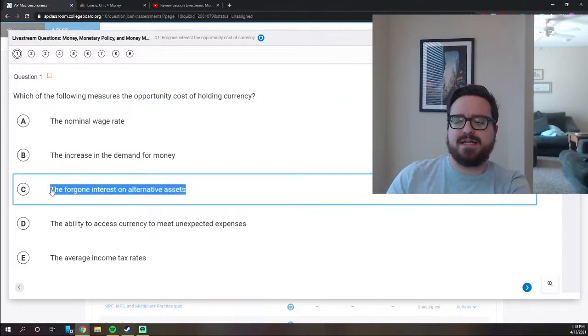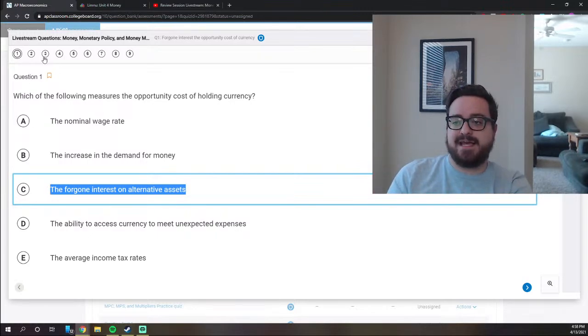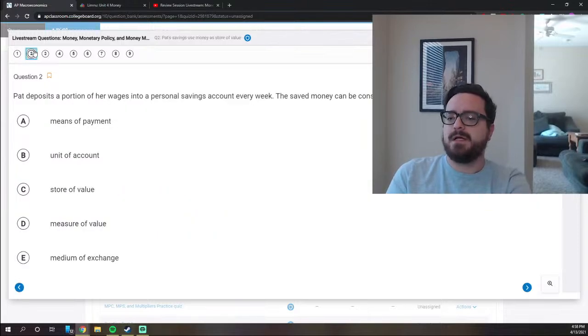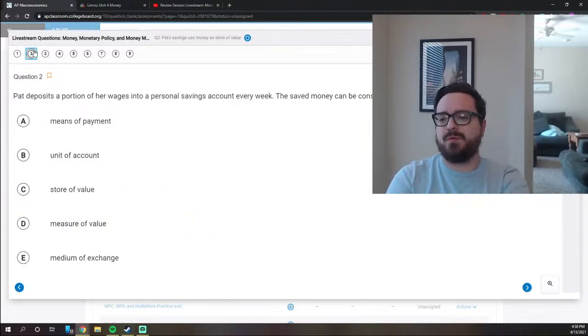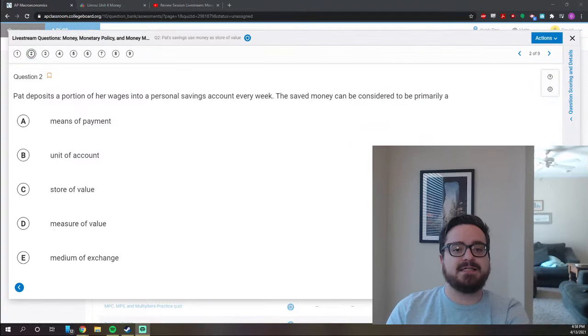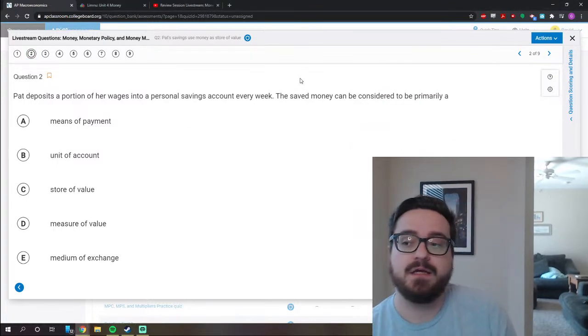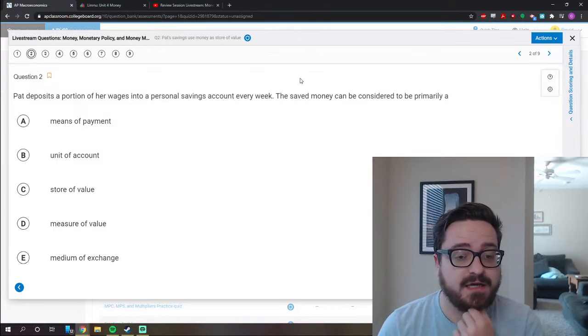But C is right, and that is what I was mentioning with that money demand curve, that at a high interest rate, I'm not going to want to have cash very much, because I would lose money if I had it as cash. I'd be gaining more by having an asset. Question 2. Pat deposits a portion of her wages into a personal savings account every week. The saved money can be considered primarily as a what? So it's asking basically which of the functions of money is saving your money actually showing.